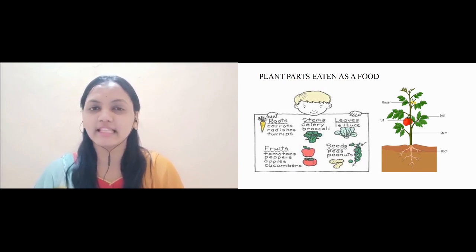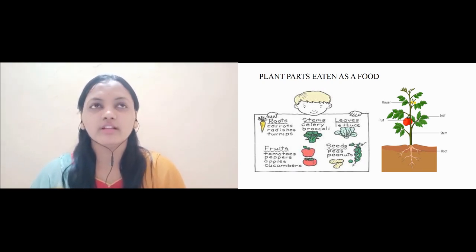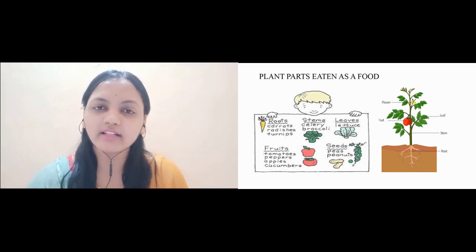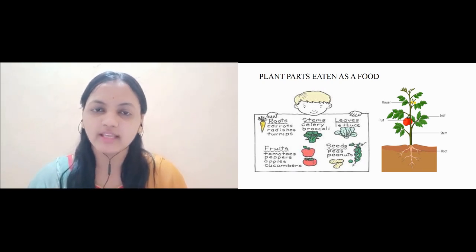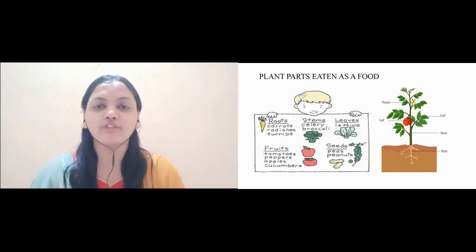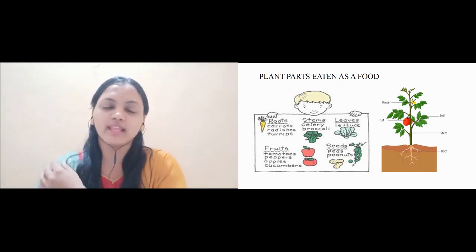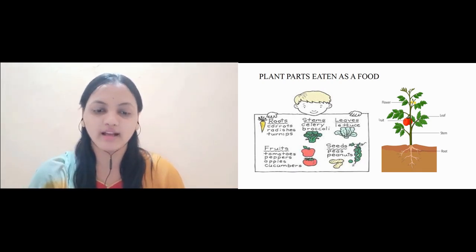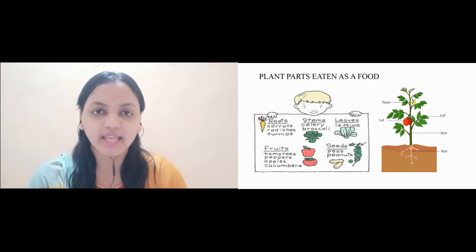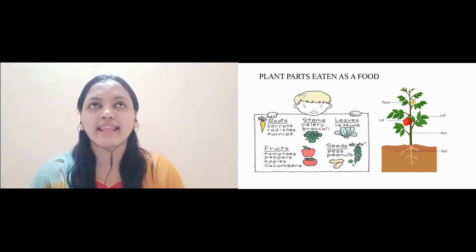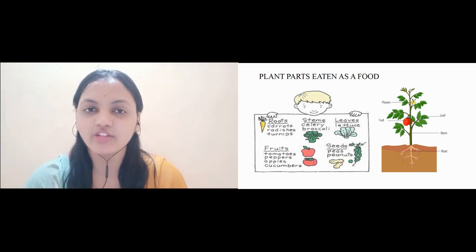You can see that I have taken the picture in which a boy is standing with a chart. So what information is the chart giving us? It is giving us information that the plant part root, examples of roots which we eat as food, are carrots, turnips and radish.